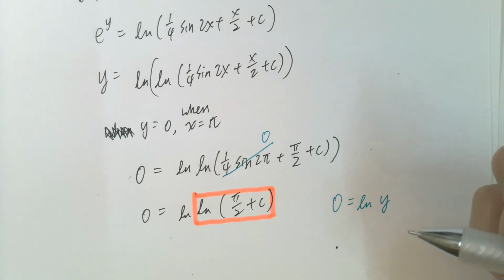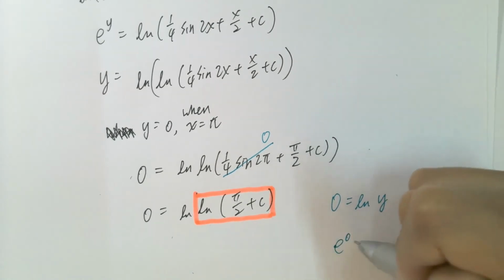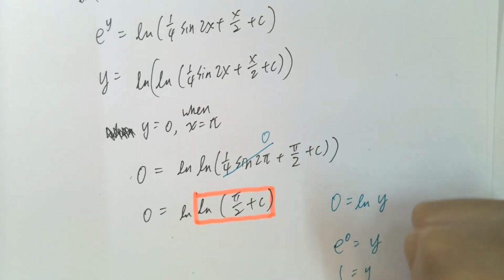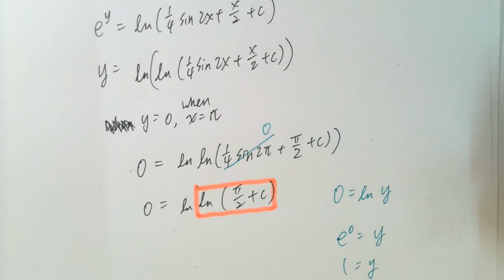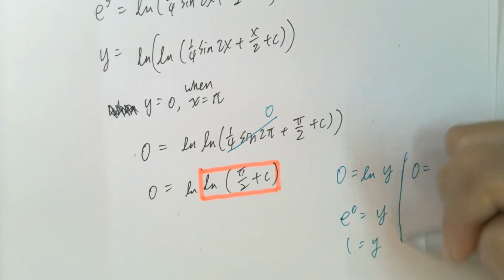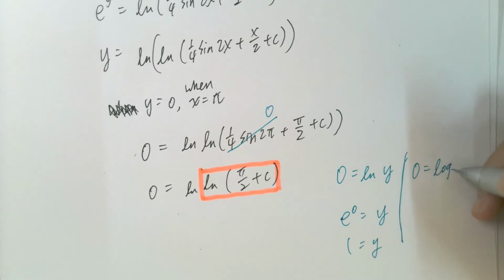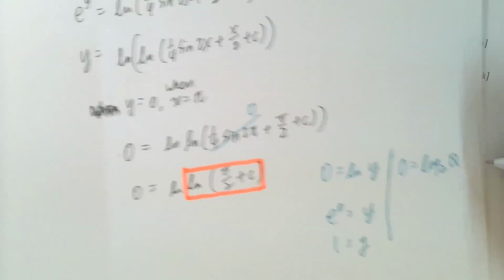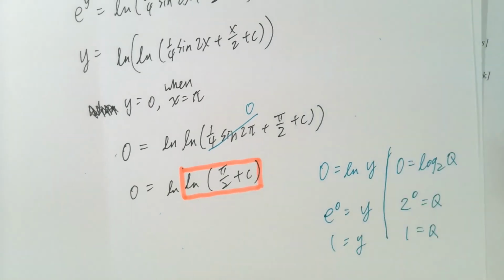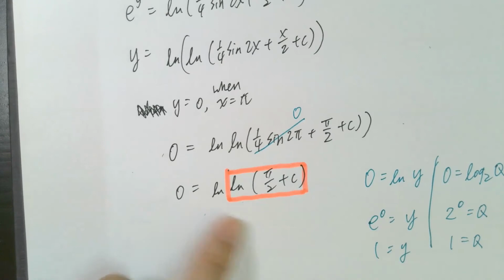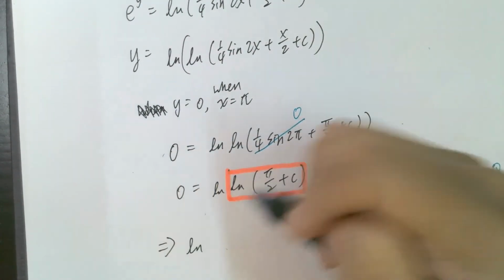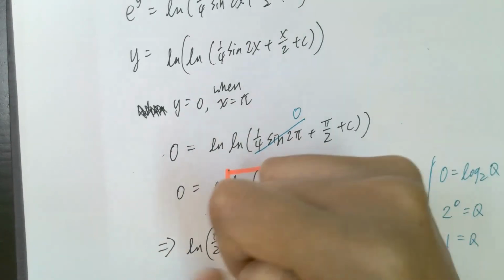It means e to the power of 0 is going to be 1. So y is going to be 1. No matter what your base is, you could have 0 equals log base 2 of q, then 2 to the power of 0 is going to be q, and so q is still going to be 1. So basically this part is going to be 1. So this is to say that ln of pi over 2 plus c has to be 1.